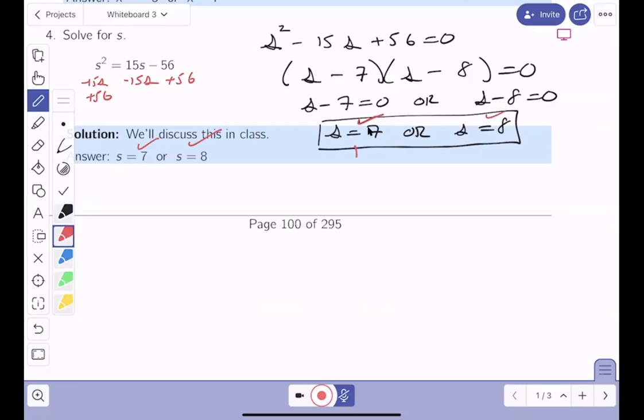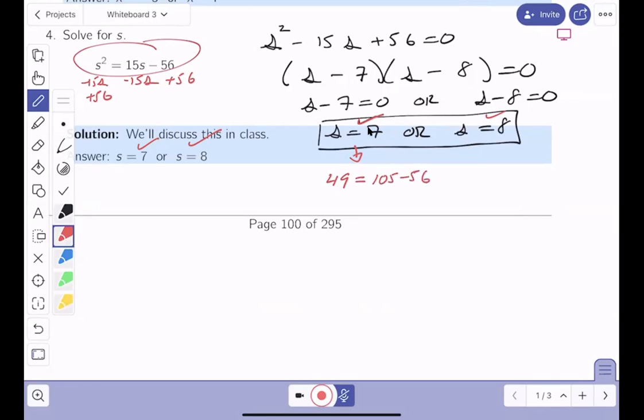I also want to check it. Where do I check it? In the original. Let's put this down. If I check 7, what do you get? You get 49. And let's see, 15 times 7, that's going to be, well, let's see. That would be 70 and 35, 105.